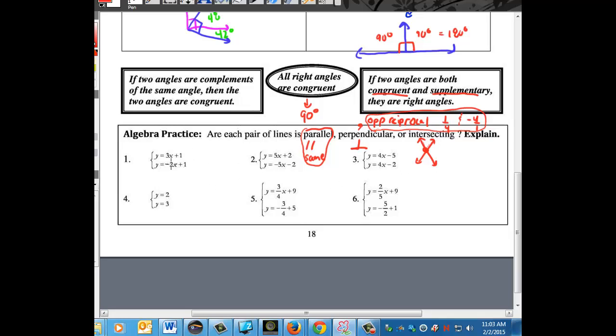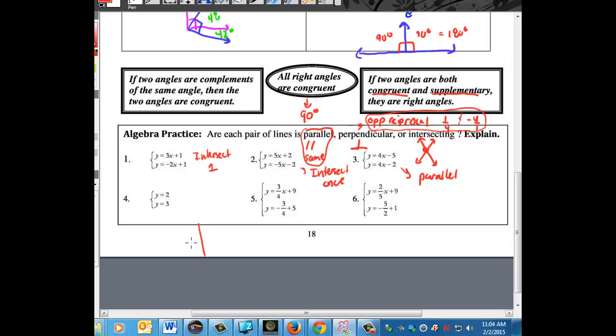On problem 1, these slopes aren't the same, they are not opposite reciprocal, so this would be intersecting once. So we'll put intersecting once. Problem 2, these slopes aren't the same, one's negative, one is positive, and these slopes are not opposite reciprocal. So just like in problem 1, these lines intersect once. Problem 3, 4x and 4x, these slopes are the same, so we can write parallel.